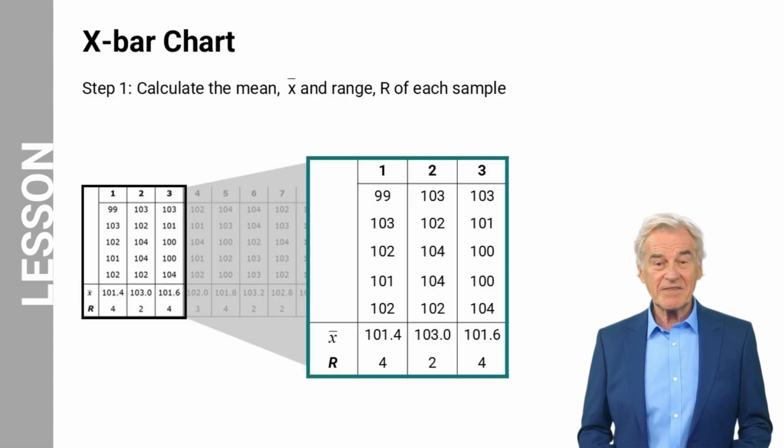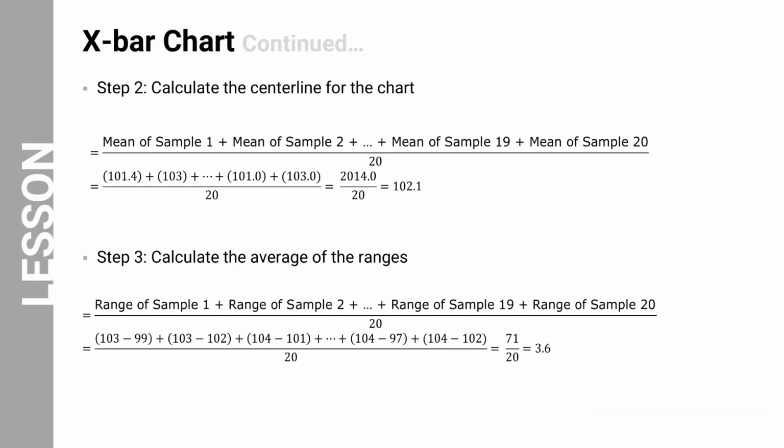We will now go through the various steps to construct an X-bar chart for this scenario. Step 1. Calculate the mean and range, R, of each sample. Utilize the information from the previous section to calculate these values. Use the table on the slide to check your work. Step 2. Calculate the center line for the chart. The center line for the chart is the mean of the entire sample data. It can be found by adding all the means of each sample and then dividing by the number of samples. The calculation of the overall mean, X-bar, for the sample data in the table is shown below.